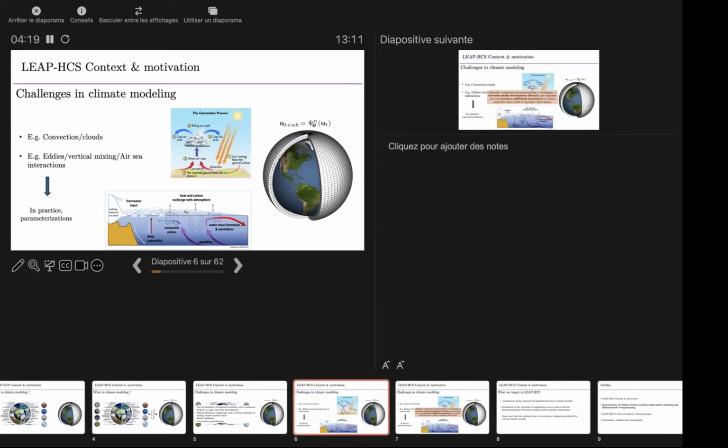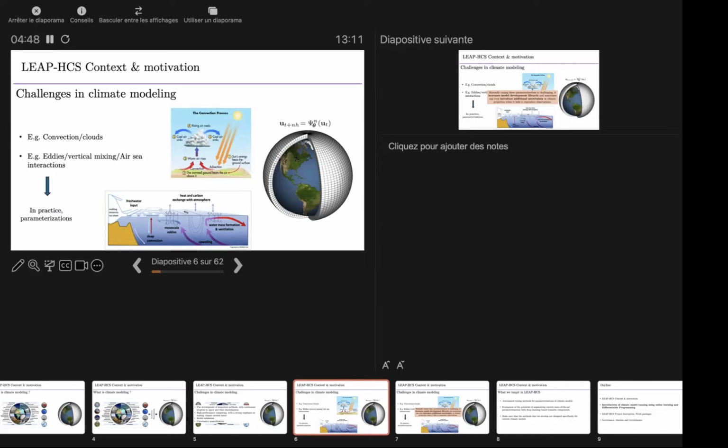Examples of those small scale processes include, in atmosphere models, things like convection and small scale clouds that cannot be represented in atmospheric components of climate models. Subgrid scale processes in ocean models might include small mesoscale and submesoscale eddies that are too small to be represented on the ocean grid. And there are also other processes, for example vertical mixing, that is not explicitly resolved by the equations.